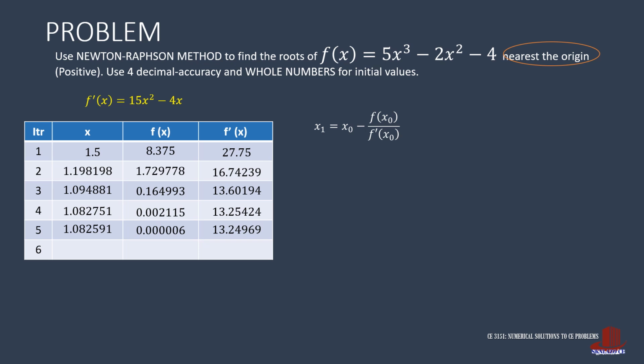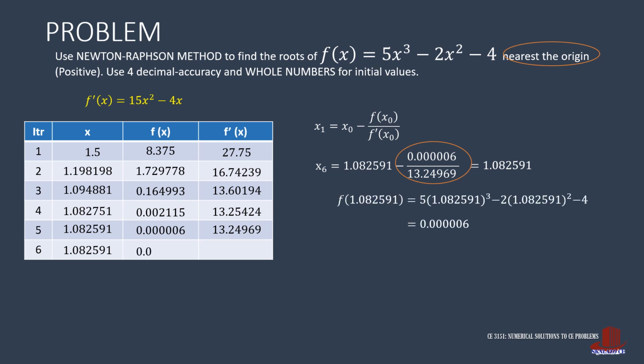But let's try to converge the iterations too. By plugging the values from the fifth iteration, x6 turns out as 1.082591 minus 0.000006 over 13.24969, giving the same value as 1.082591. Take note that the one we subtracted is almost zero, which doesn't affect the first term anymore, thus giving the same value. F of x is then the same as the previous, and of course, f prime of x will also yield the same value.